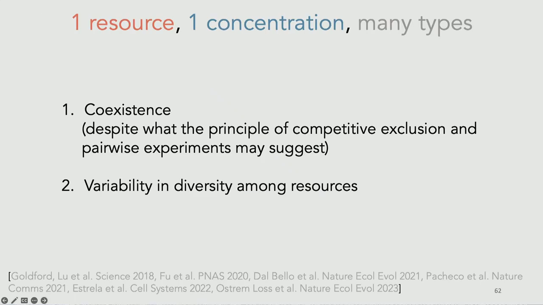And the first thing that is pretty easy to approach is: we have one resource available in the environment at a fixed concentration, but there are many species. And we have already seen that despite the general belief that if there is one resource, you should have only one species surviving at equilibrium because of the principle of competitive exclusion, in reality you have many, many species coexisting, even when you provide only one source of carbon. And it follows that if you don't have just one species surviving, you can have many. And this diversity or richness or number of species can vary depending on the carbon source.